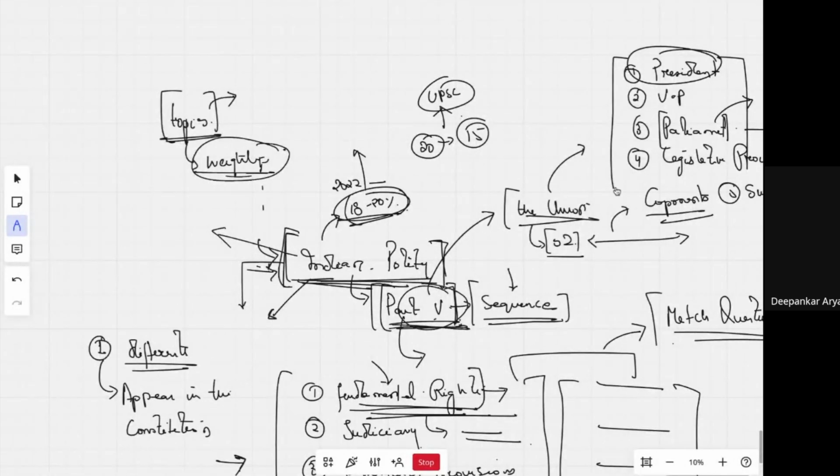Anyone having any question? In general, anyone having any question regarding Indian polity, how to prepare? Otherwise, we can start with part fifth of the constitution. Does anyone have any question you want to ask? Anyone? Okay, so let's start with Indian polity now.